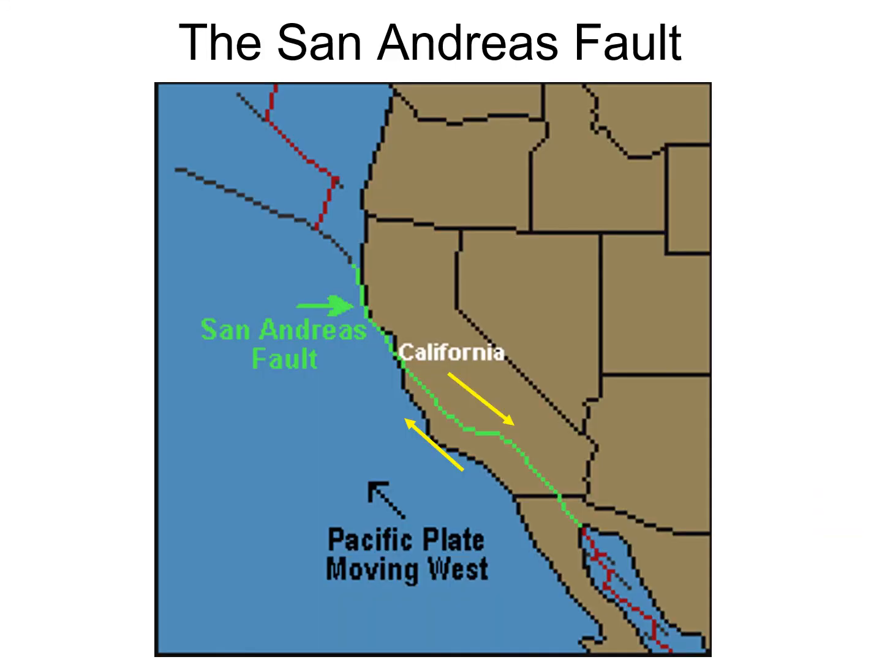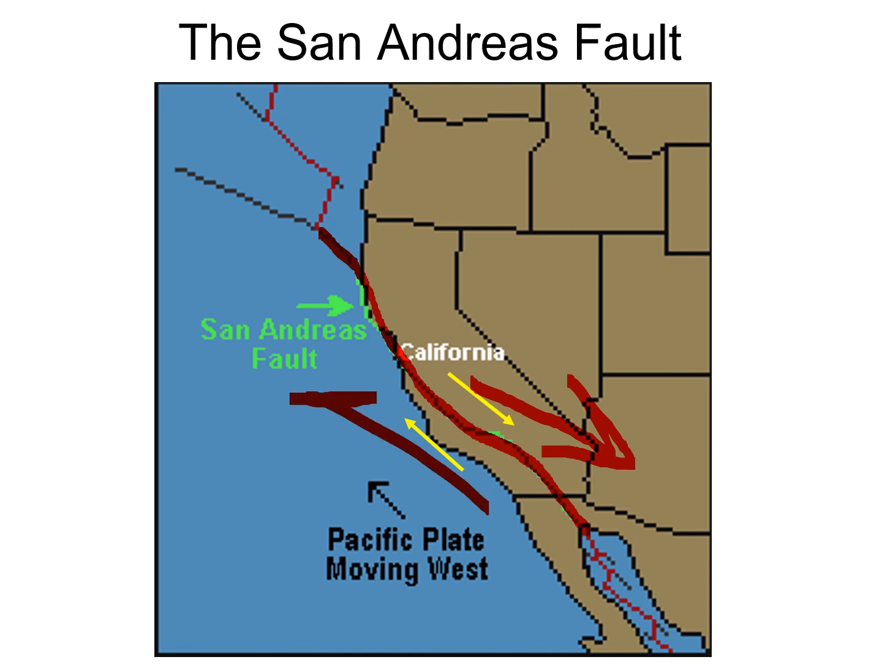Now, the most famous example of a transform fault, at least in this part of the world anyway, is the San Andreas. And so it connects this little baby mid-ocean ridge in the Gulf of California with this other mid-ocean ridge over here and the subduction zone that's off the Cascades of the Pacific Northwest. And so it's accommodating this difference of motion with this side going like that relative to the Pacific side that's going like that.